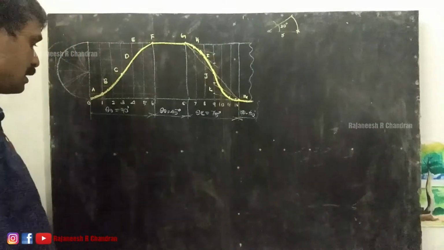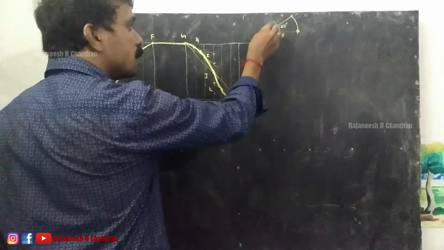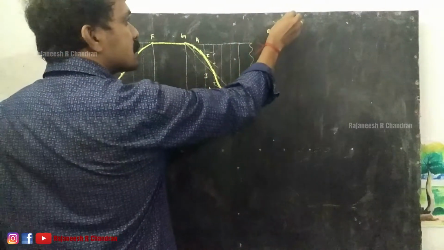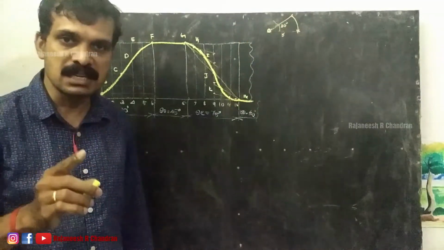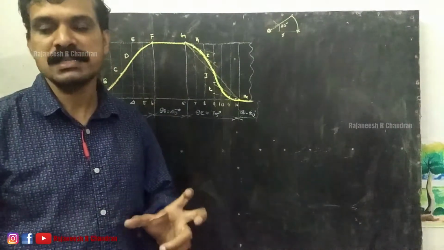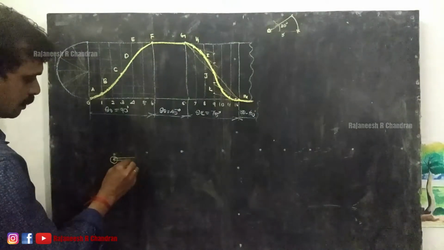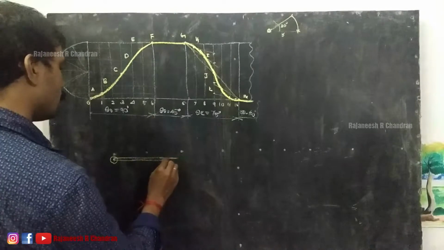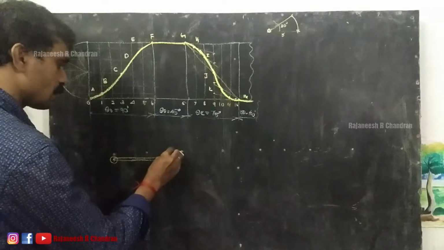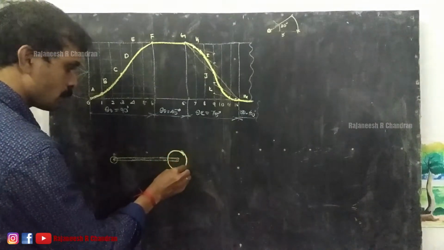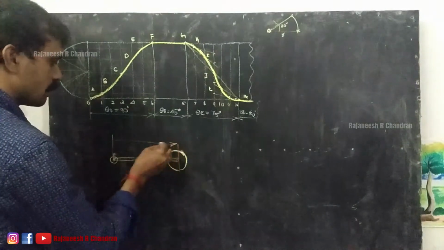So it is given that if this is the pivot point, what is the pivot point? Pivot point means the point about which the follower is oscillating. And it is given the distance between the pivot center and the follower roller center. See, this is the pivot center, and we can draw a line like this. This is the actual follower. The distance between the pivot center and the center of the roller follower. So this is the roller follower. The distance between the pivot center and the center of the roller follower is given as 70 mm.